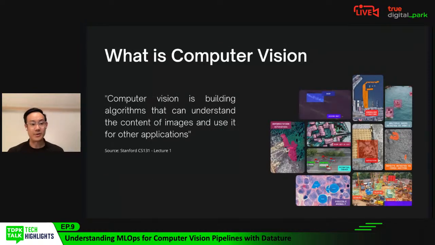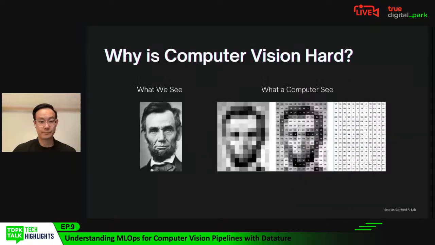So what really is computer vision? As defined in a Stanford CS131 lecture, computer vision is building algorithms that can understand the content of images and use it for other applications. Looking at some of these select images on the right, we can easily see that computer vision touches different facets of our life, from monitoring security, to identifying whether a certain blood scan contains cancerous cells, to monitoring construction sites and productivity, as well as many other things that we can unlock with computer vision.